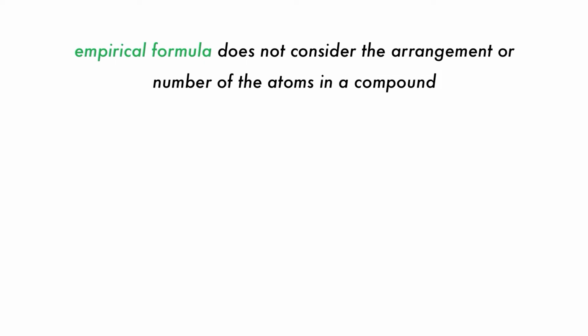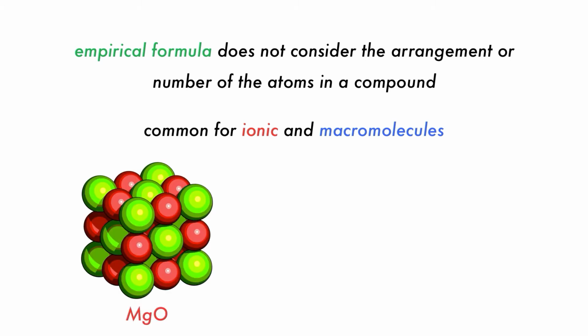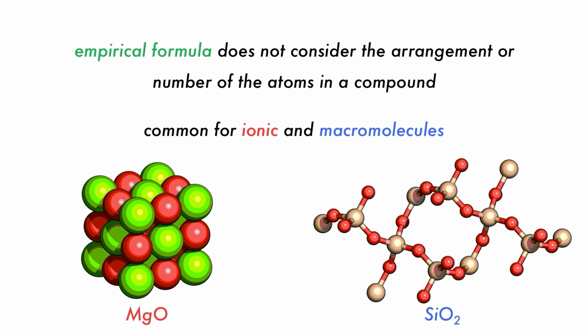Being the simplest ratio of the atoms in a chemical compound, the empirical formula does not consider the arrangement or the number of atoms in a compound. It is the formula of choice, however, for ionic compounds such as magnesium oxide and macromolecules like silicon dioxide or silica. This is because they are typically made up of repeating units of the same empirical formula rather than discrete, limited entities like molecules.